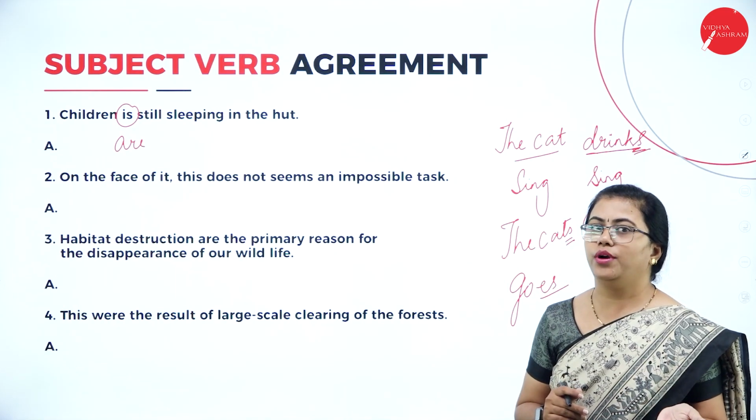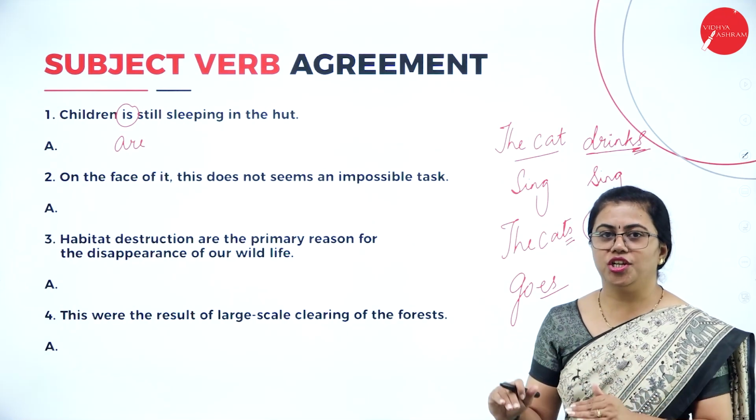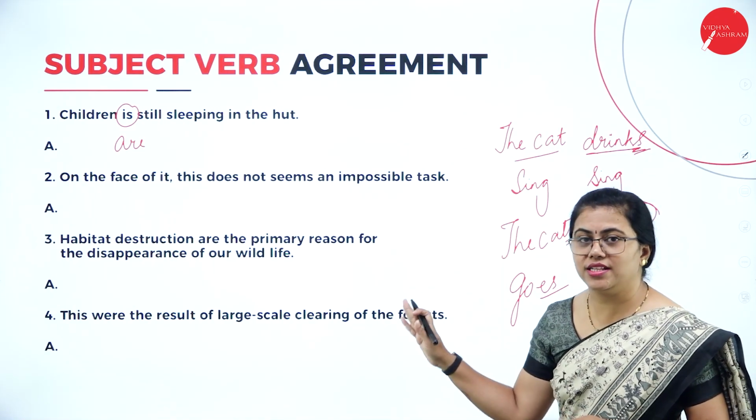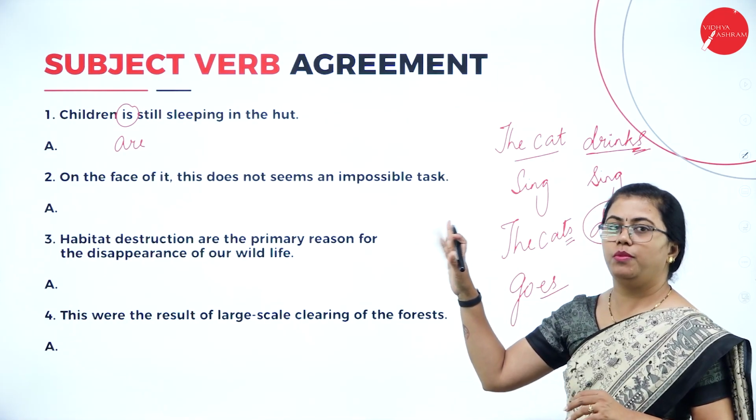Fine, children, you already know it is the plural of child, isn't it? Child, childs, no. Child, children. So you don't have children's also. Children itself is the plural. So the next verb which has to be used should be are.